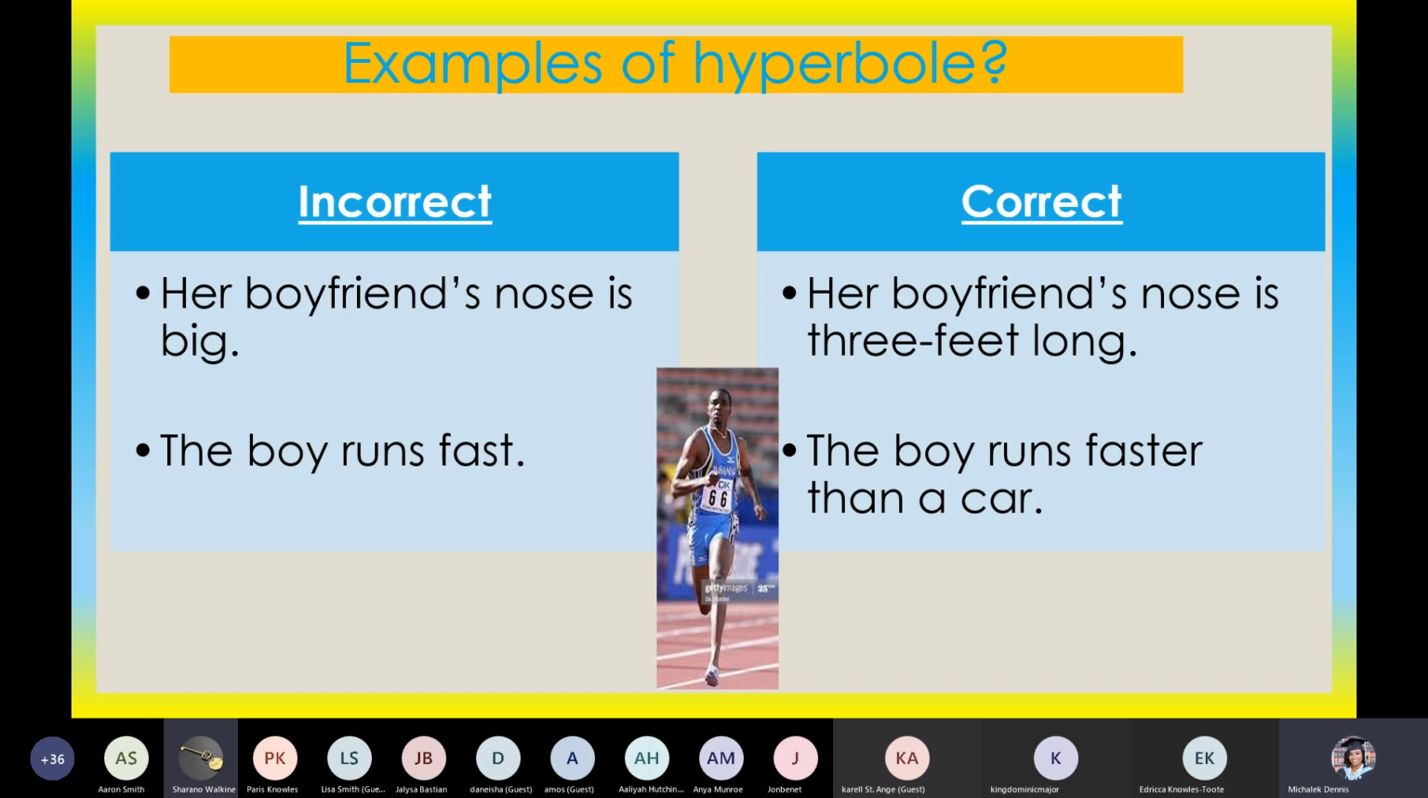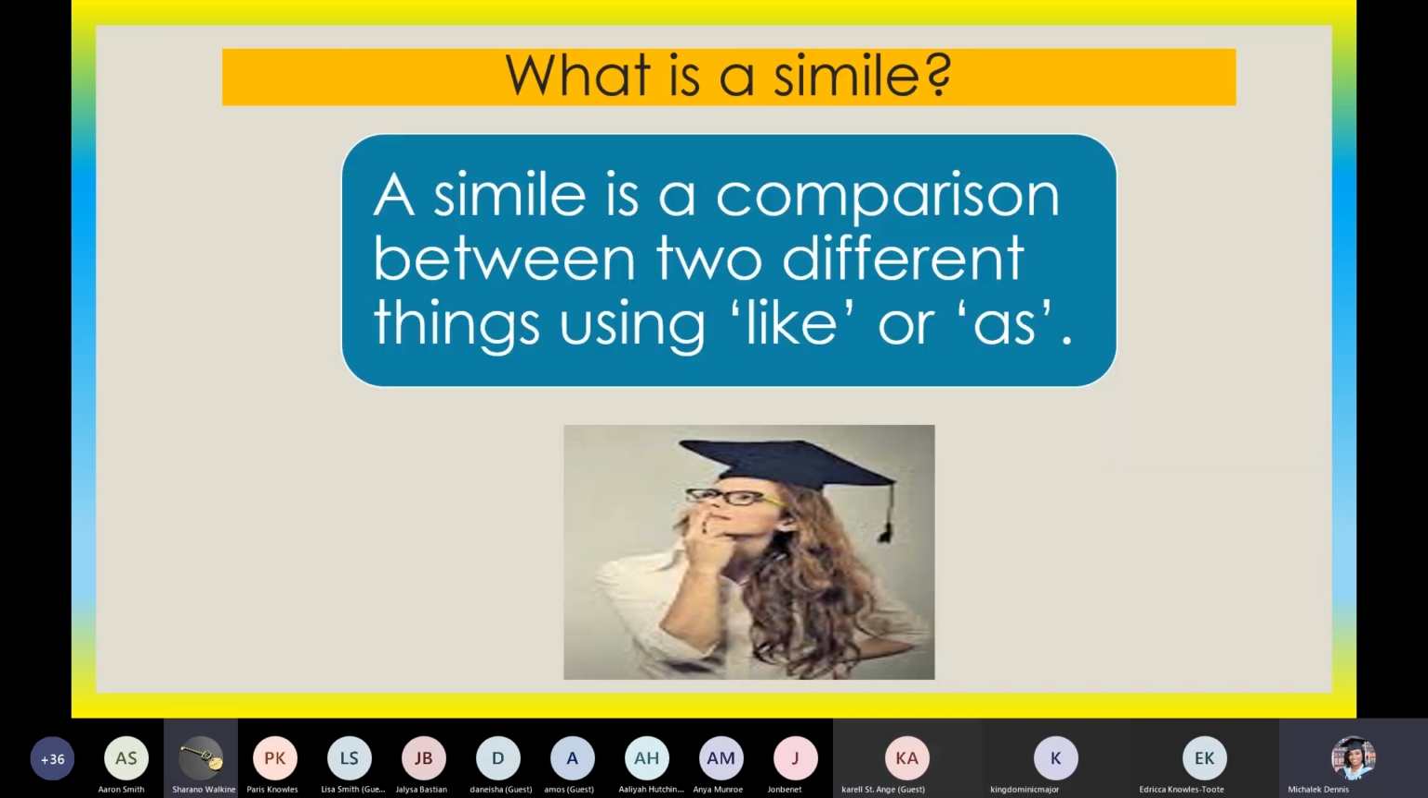And the boy runs faster than a car. So guys, you are on the right track. All right. Good job, guys. Simile. What is a simile?